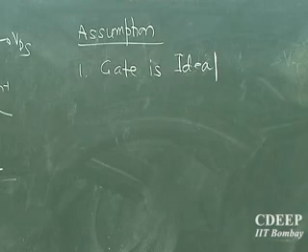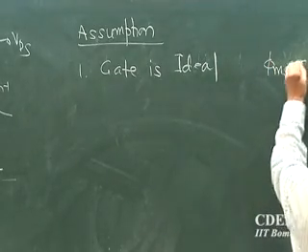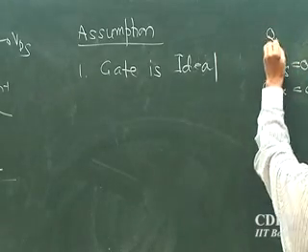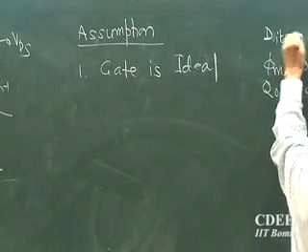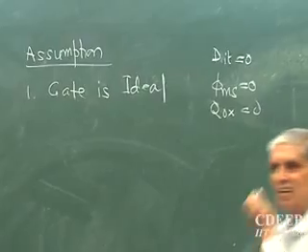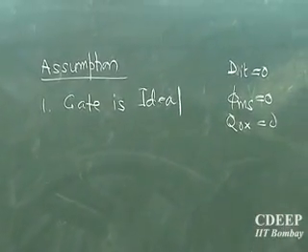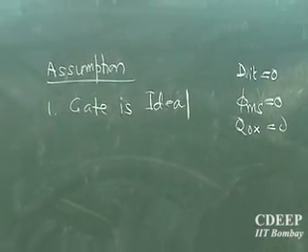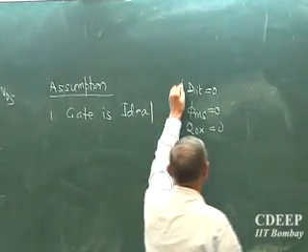Okay. Gate is ideal means I am right now assuming phi ms is 0, Qox is 0, and even interface states, which is given by Dit, are absent. No interface states, no fixed charges, and no phi ms. This is an ideal MOS system. So to derive this, I will assume this ideal.